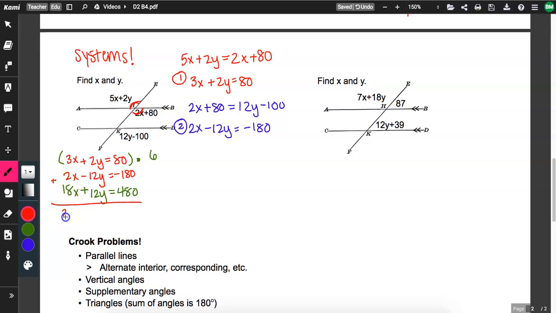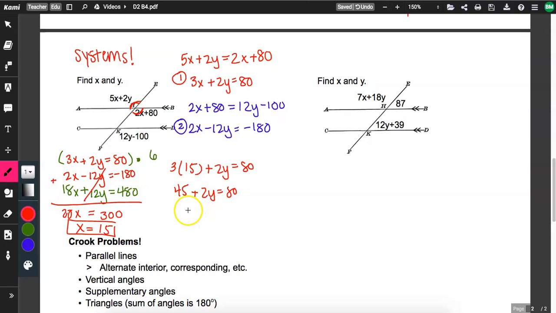Now I can add these two equations. 2x plus 18x is 20x. The y's cancel out. This equals negative 180 plus 480, which is 300. We'll divide by 20. X equals 15. So I'm halfway done. Now I need to plug it back in to solve. I can plug it into either equation from the beginning, it doesn't matter. So I'll do the first one: 3 times 15 plus 2y equals 80. 3 times 15 is 45, plus 2y equals 80.